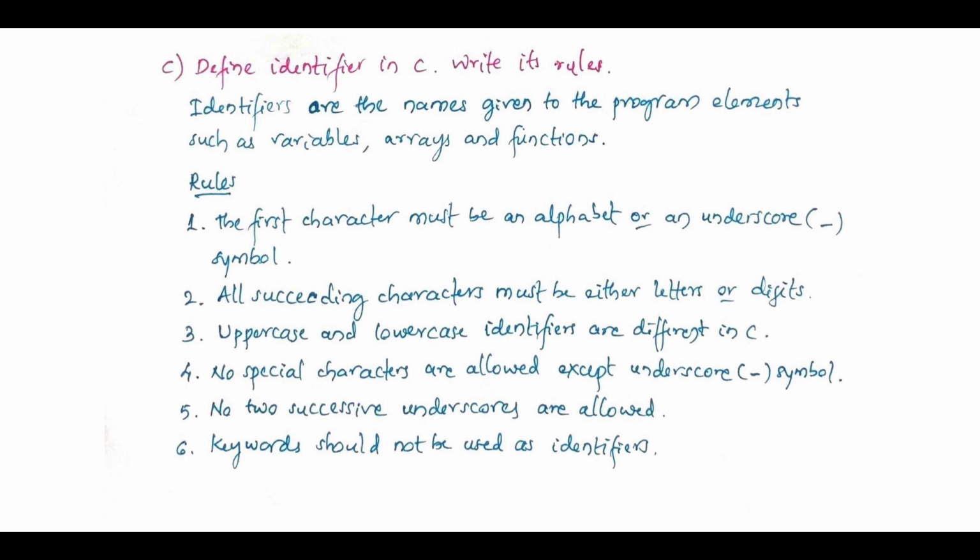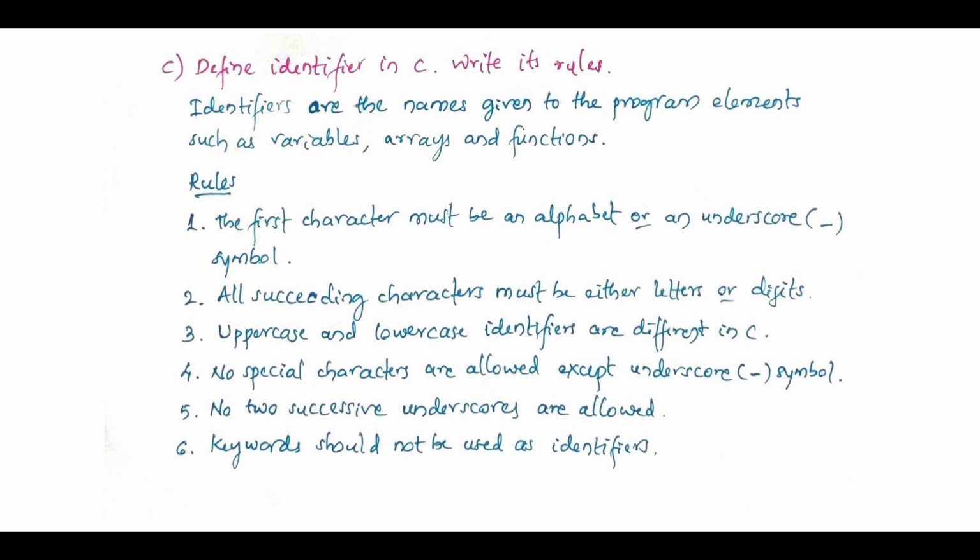The next question is define identifiers in C, write its rules. As you all know, an identifier is used to identify the elements. Identifiers are the names given to the program elements such as variables, arrays and functions. For example, if you are going to identify the variables, you are going to name them A, B, C. That is called identification or identifiers.